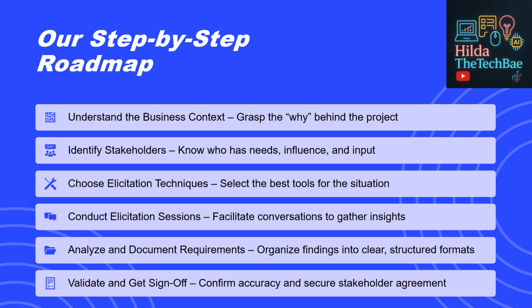These 6 step-by-step process is your foundation. You'll use this framework in almost every project as a BA, regardless of industry. Each step builds on the previous one, starting with understanding the business need and ending with validation and sign-off. It's not just about collecting information, it's about making sure the right problem is solved in the right way. Let's break down each one.